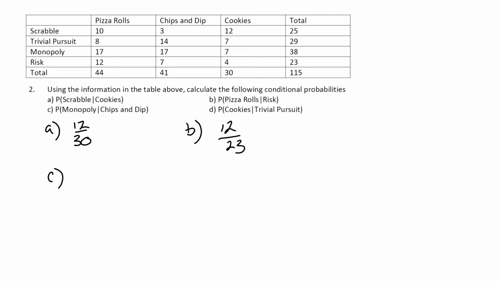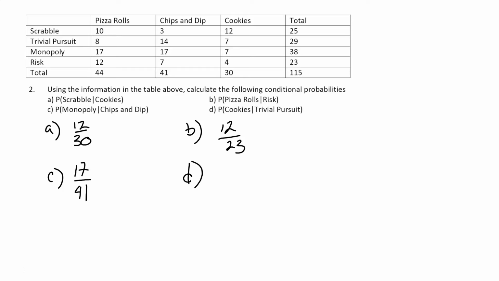Part C, what's the probability of Monopoly given chips and dip? So again, we're constraining ourselves to just the chips and dip column. We look at the total, which is 41. That's going to become our denominator. So we can put that in right away. Then we're looking for Monopoly in that chips and dip column. So we find Monopoly, it's 17. So the probability of Monopoly given chips and dip is 17 out of 41.